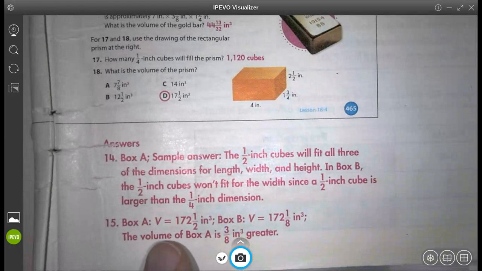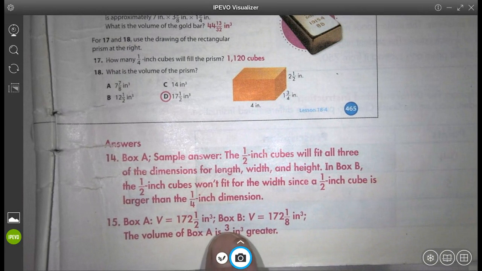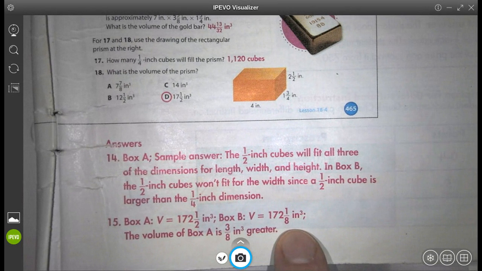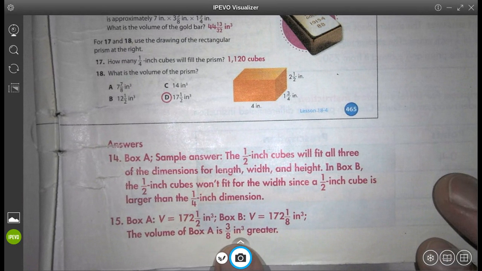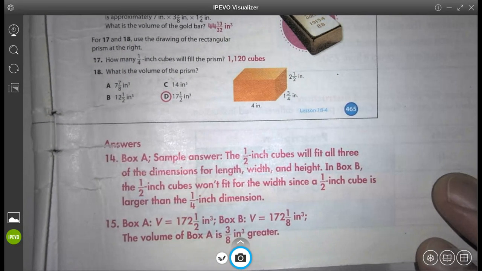For box A, the volume is 172.5 inches cubed. Box B is 172 and 1/8 inches cubed. So the volume of box A is 3/8 inches cubed greater. Not by a lot, just by a little bit. That's because a half is bigger than 1/8 by 3/8 of an inch.